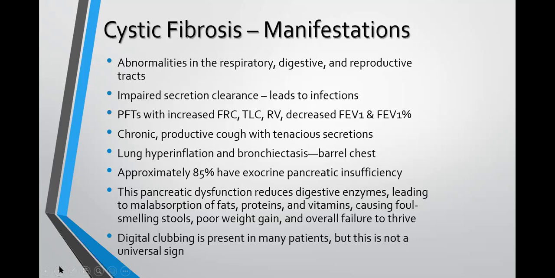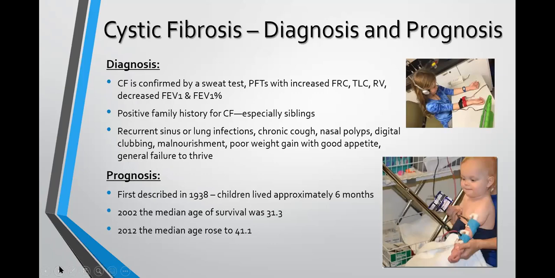And they used to live only until 10 or 15. I think they live up to like 40 or 50 years old now, right? And then I need you to know, how is it diagnosed? How do we know if the child has it? It is confirmed by a sweat test. It's also confirmed by PFTs, which show an increased FRC, TLC, and RV, right?